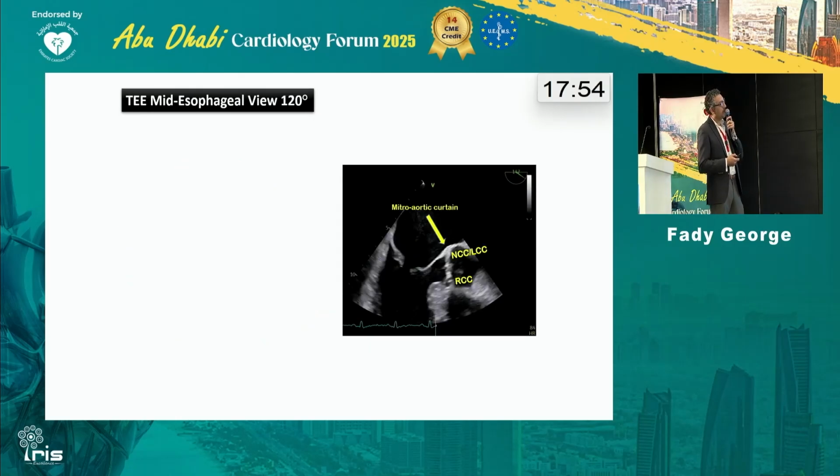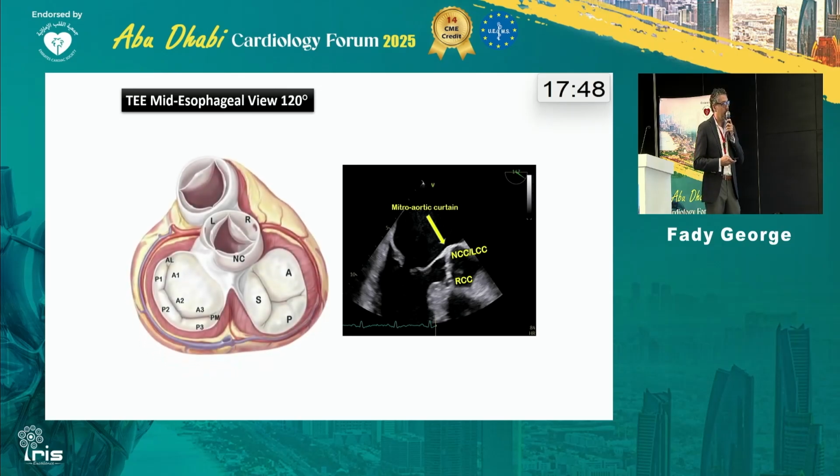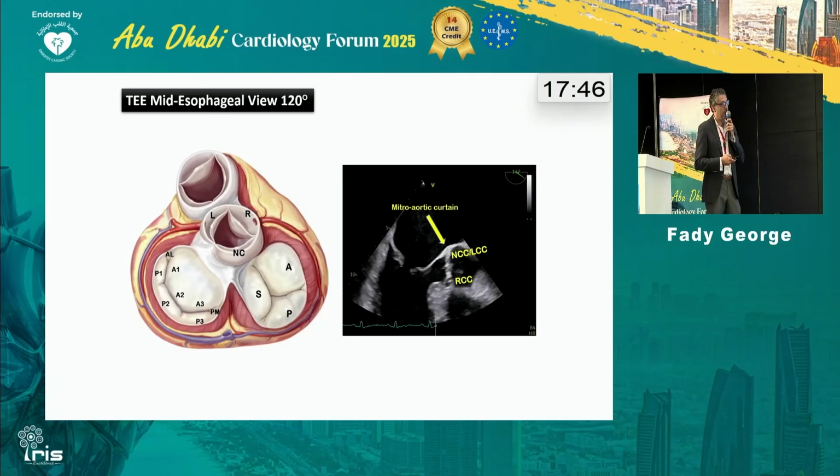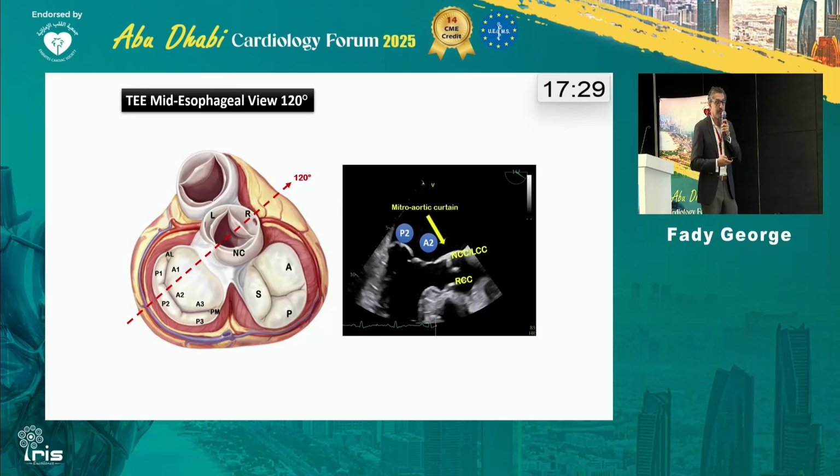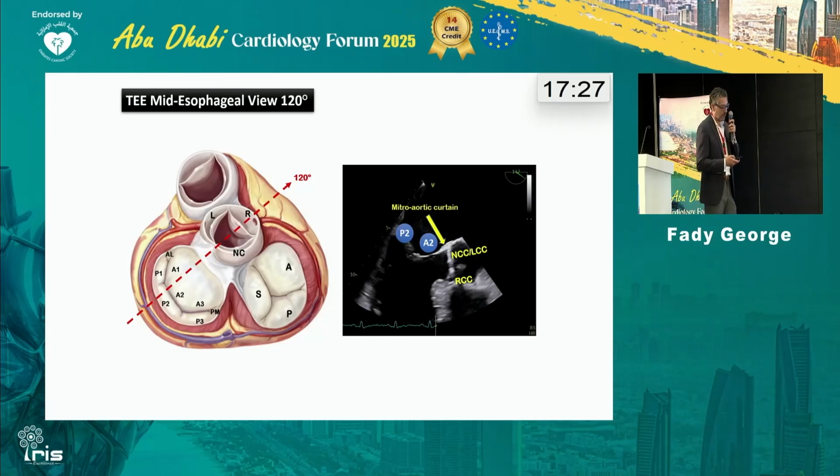And lastly, this is a mid-esophageal view, which is basically the long axis view because you added the aorta in addition to the 2 chamber. So now you can see the mitral aortic curtain in case you have any ruptured sinus of Valsalva. You will be able to see it here. This is the right coronary cusp, non-coronary cusp, and left coronary cusp. It's a very nice view. And again, you're cutting through a different orthogonal angle. Then you can see here only P2 and A2. So if there's a prolapse in either one, you will see it over here as well.